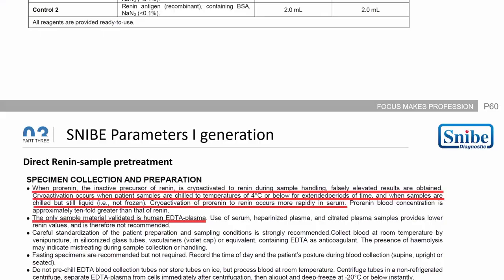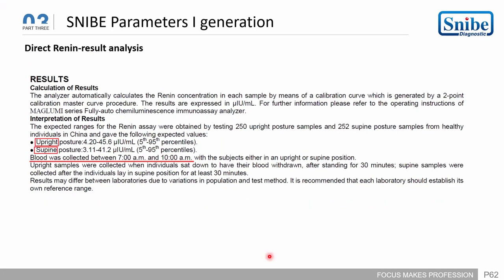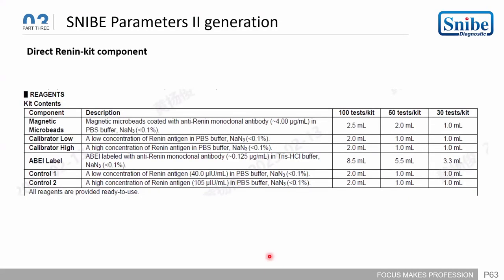So this is the specimen collection and preparation procedure with the SNIB renin assay. This is the analysis of results. This is the second generation renin kit, which includes the magnetic microparticle beads with low and high calibrators and ABEI, and the renin level 1 and 2 QC, with concentrations of 40 and 105 micro IU per ml.